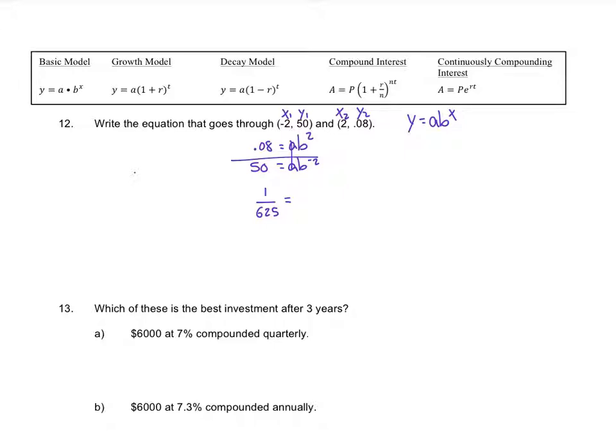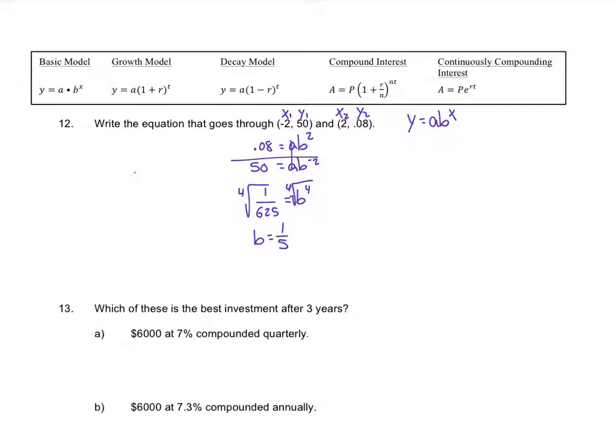And then b squared over b to the negative 2. Subtract your exponents and we get b to the 4th power. Solving for b, take the 4th root. That gives us b equals 1/5.